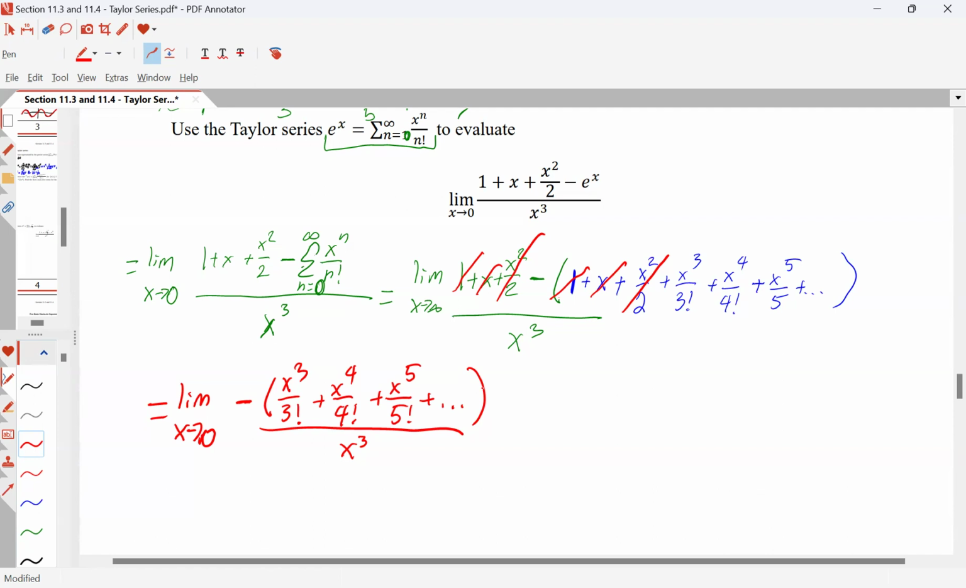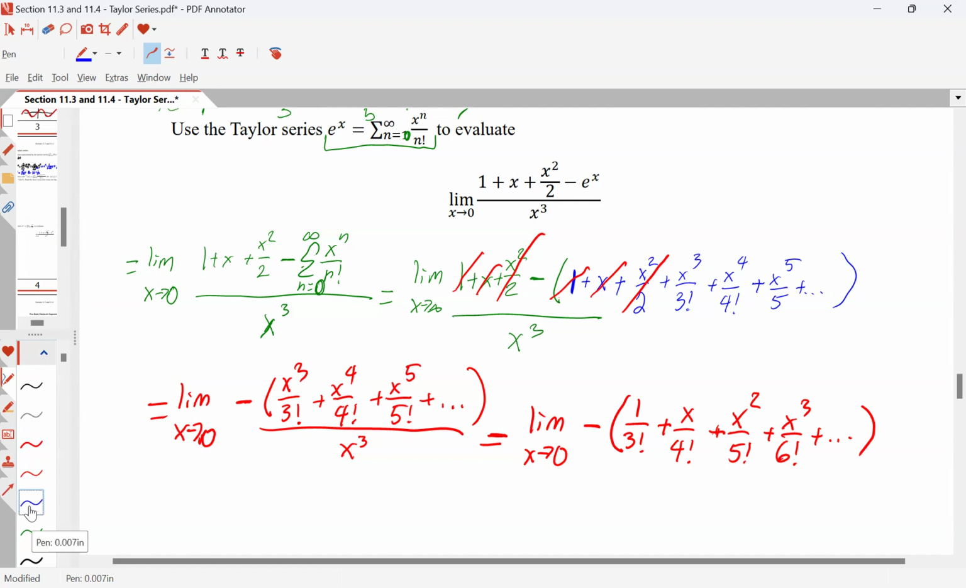Everything has a power of at least x cubed. Most things have a power higher than x cubed, but everything has at least that x cubed, so we can cancel that denominator by dividing everything by x cubed and get the limit as x goes to 0 of negative 1 over 3 factorial plus x over 4 factorial plus x squared over 5 factorial plus x cubed over 6 factorial, and so on.